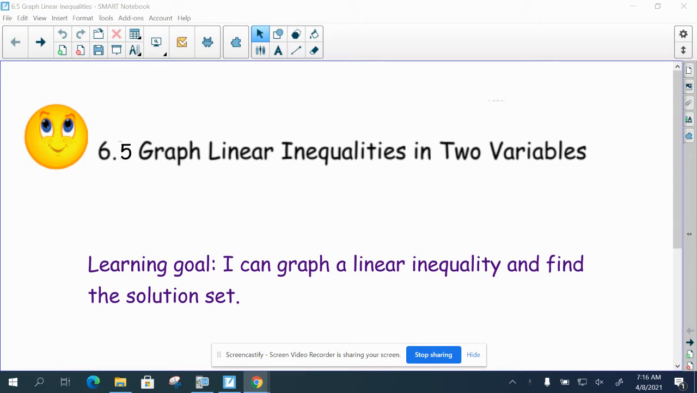Hi everyone, this is lesson 6.5, graphing linear inequalities in two variables. A linear inequality is not just a line, it's an inequality. Since we're going to be using greater than, less than, greater than or equal to, or less than or equal to, that means we're going to be shading part of the graph.